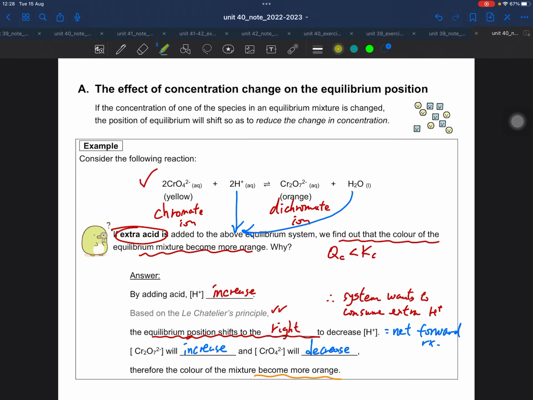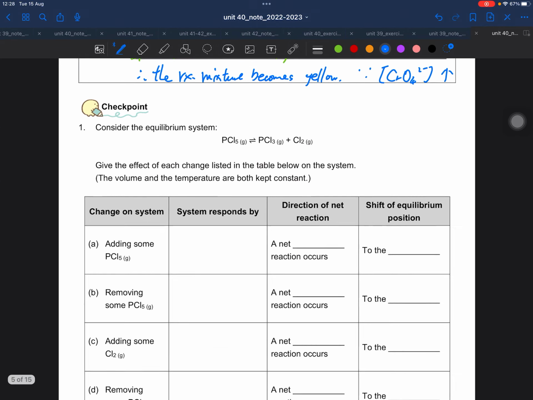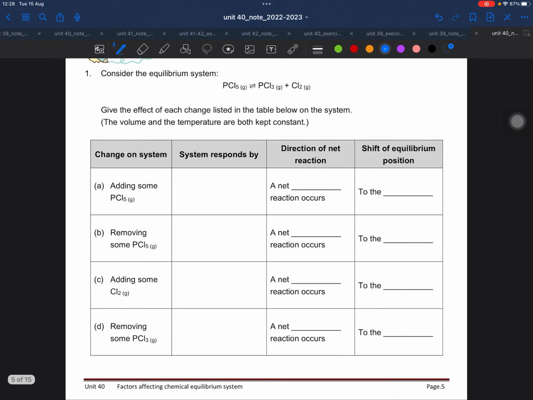Okay, so the basic principle is the position of equilibrium will shift to reduce the change of concentration. Okay, the equilibrium position will shift. Alright, so here is the checkpoint.